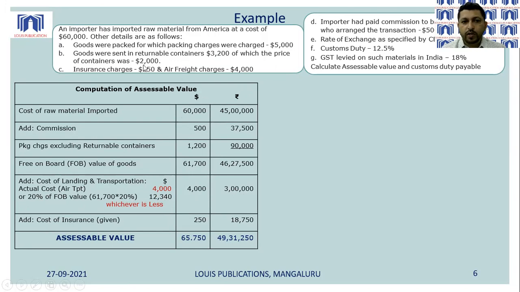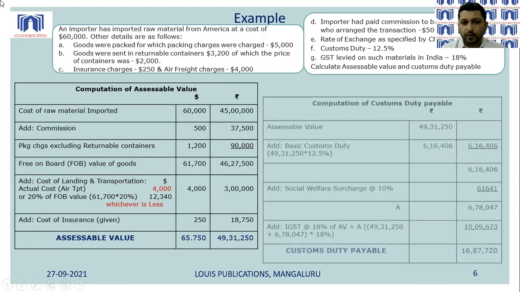Then you have cost of insurance. It's given $250. So $250 multiplied by 75 will give you 18,750. So when you total in dollars, it is 65,750. Multiplied by 75 is 49,31,250. So that will be the assessable value.